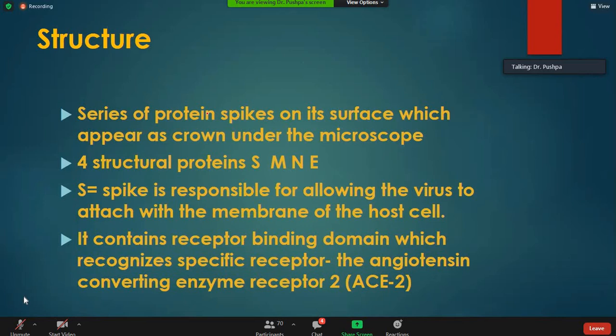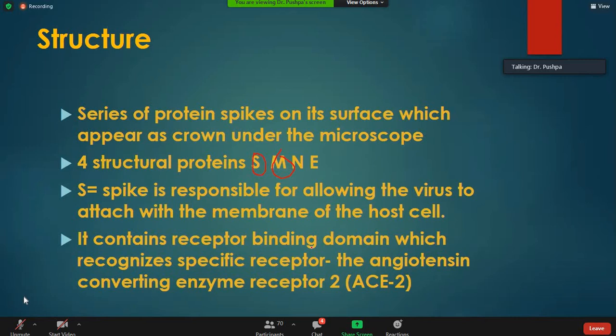Coming towards the structure, what is special about its structure and how does it gain entry into our body? There is a series of protein spikes on its surface, which appear as a crown, and they are known as spike protein or S, and then M or membrane protein, which is abundant in amount, then N or nucleoprotein, and E for envelope protein. So S, M, N, and E, you have to remember. S is for spike, responsible for allowing the virus to attach to the membrane of the cell.